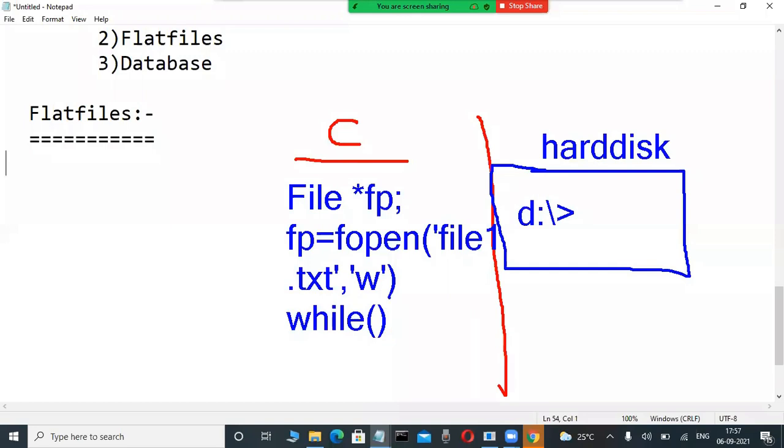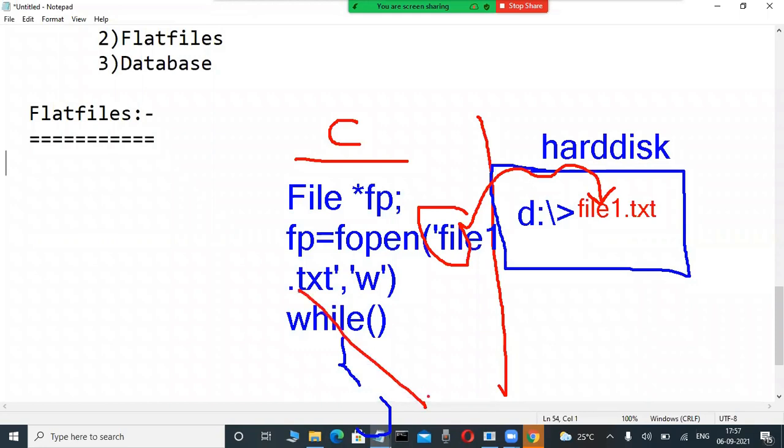Yes, through that coding only, you are writing. But whenever we specify a file name, this file is physically created in the hard disk. So through Java, C, C++, any language. And also through these functions we are reading data, and this data is also stored in these files only.